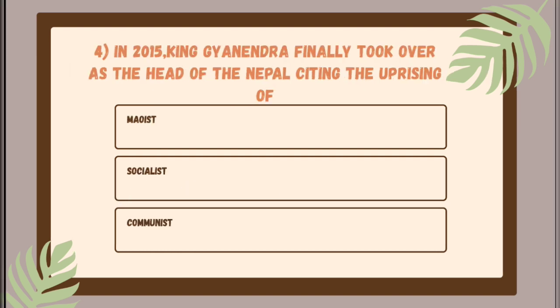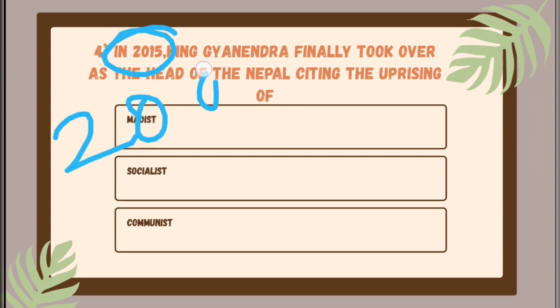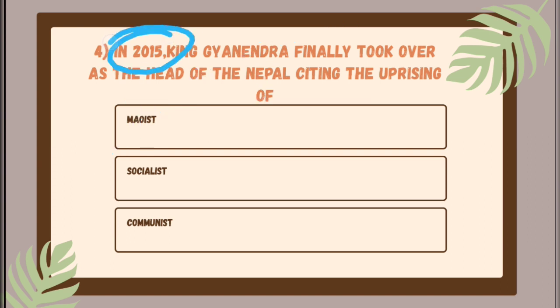Question number 4 asks: in 2015, King Gyanendra finally took over as the head of Nepal, citing the uprising. Sorry for a silly mistake. This is not 2015, this is 2005. In 2005, King Gyanendra finally took over as the head of Nepal, citing the uprising of what? The options are Maoist, Socialist, and Communist. The correct answer is Maoist. In 2005, King Gyanendra finally took over as the head of Nepal, citing the uprising of Maoists. Okay, next question.